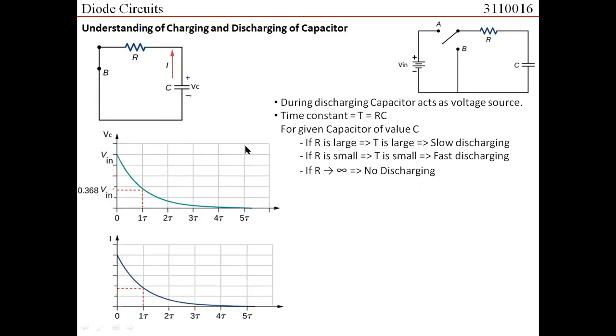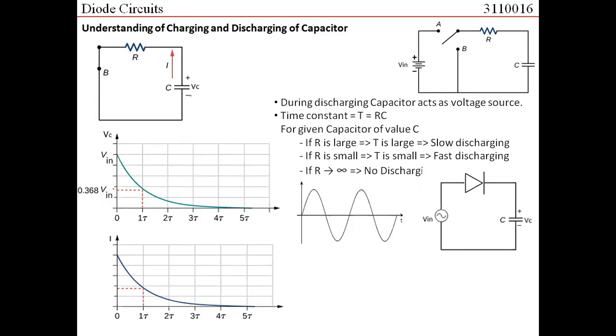Now, let us try to bring this discussion of charging and discharging of a capacitor close to the discussion of the clamper circuit. Let me give you an example as shown here. What do I have? Consider that we have a capacitor which is initially uncharged, and I have a diode instead of a resistor, and I have a sinusoidal source. I have a sinusoidal source instead of a DC source, right?